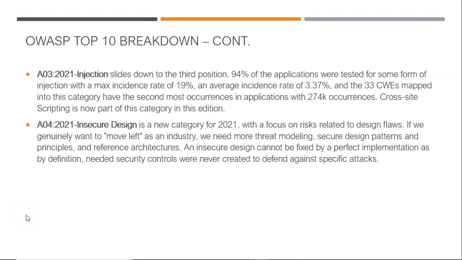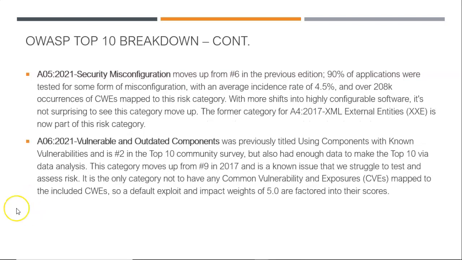A04 2021 Insecure Design is a new category for 2021, with a focus on risk related to design flaws. If we genuinely want to move left as an industry, we need more threat modeling, secure design patterns, and principles and reference architectures. An insecure design cannot be fixed by a perfect implementation as by definition, needed security controls were never created to defend against specific attacks.